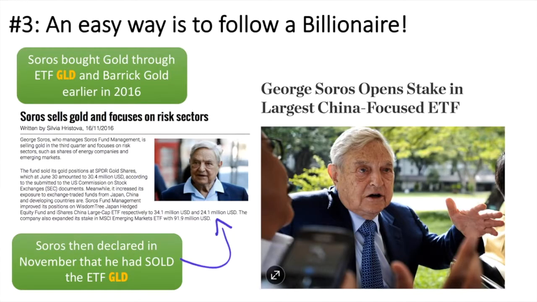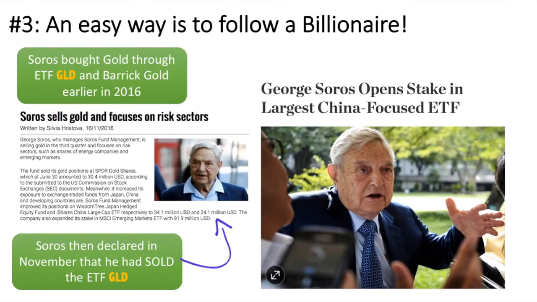Number three, just follow billionaires. If you Google Soros and gold, you're going to see a lot of news on what Soros is doing with gold. Early in 2016, Soros bought gold through the exchange traded fund GLD, and he also bought a lot of shares of Barrick Gold. But guess what? In November, he started selling his gold holdings, but he kept some shares of Barrick Gold. So this is very good for gold early in the year.